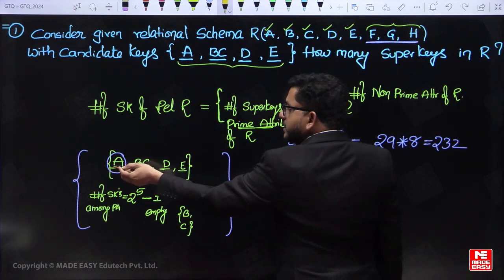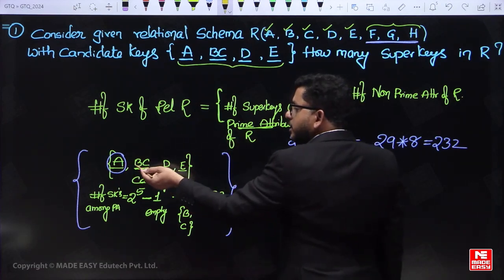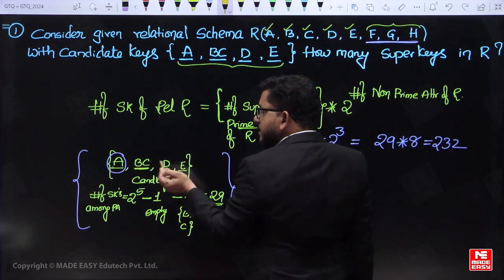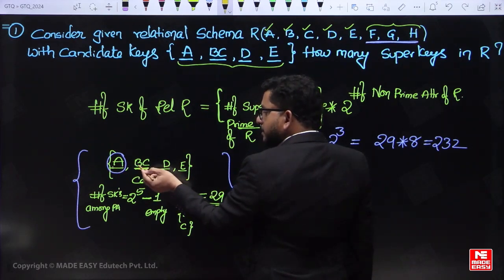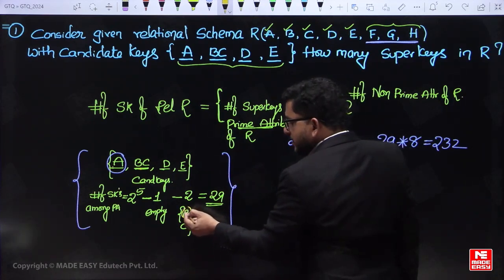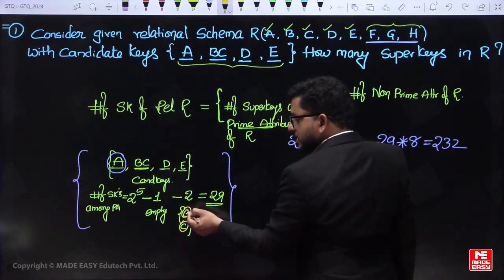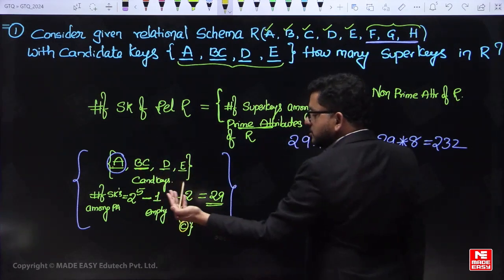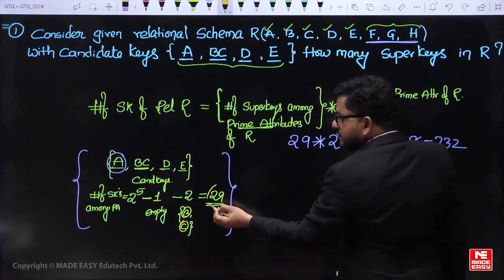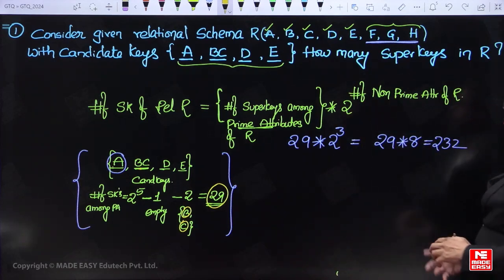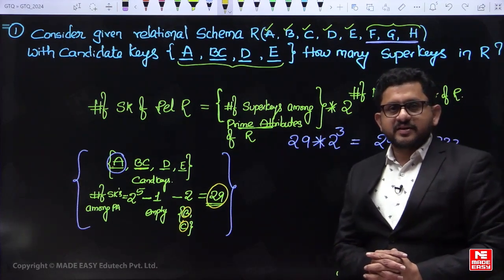means BC combined with other attributes is a super key, but only B, only C is not a super key. Even A combined with B, C combined with D, A combined with B combined with D, and C combined with E, those are also super keys. Only the excluded part: only B is not a super key, only C is not a super key. So BC combined is one super key, and BC combined with any other attribute is also a super key. So it is not much difficult to compute the number of super keys among the prime attributes. Simply multiply 2 power the number of non-prime attributes, right?